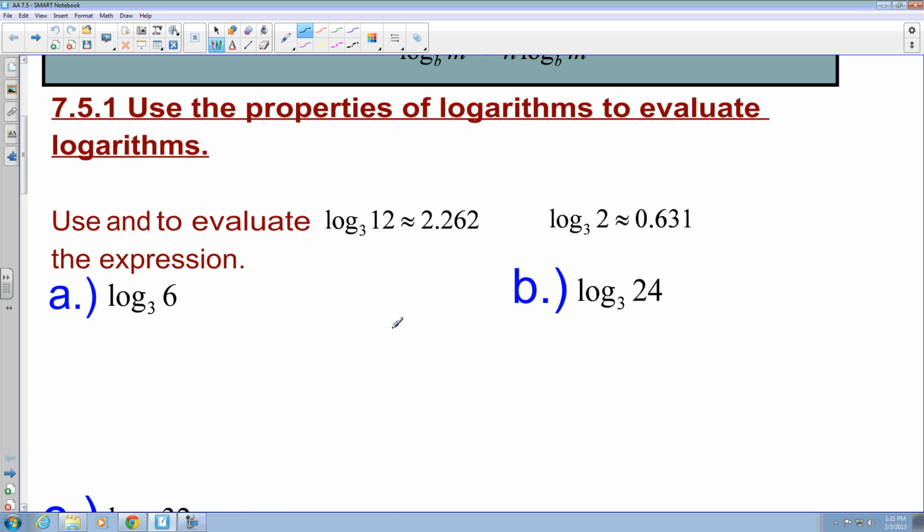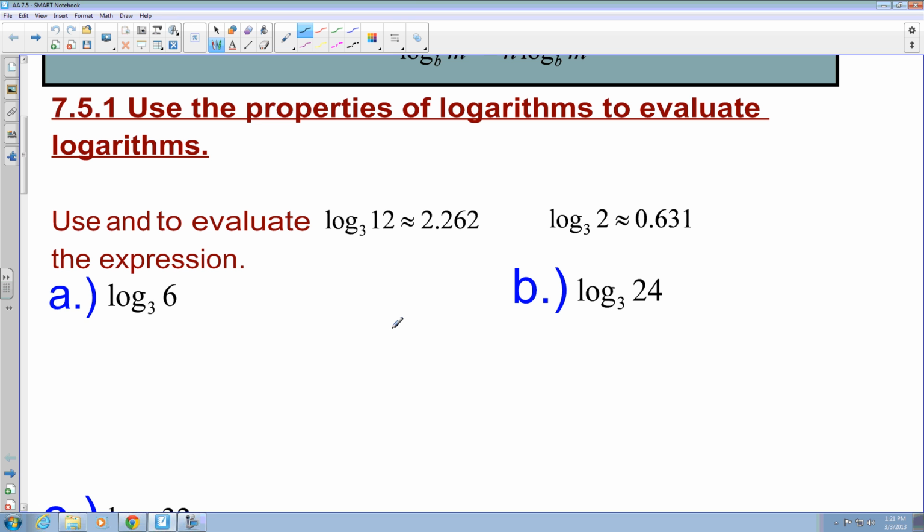So our first examples here, they give us two separate logarithms, which is going to help us solve our examples. So they're telling us that log base 3 of 12 roughly equals 2.262, and log base 3 of 2 equals roughly about 0.631. Okay, and that's going to help us out in being able to determine what these examples are.